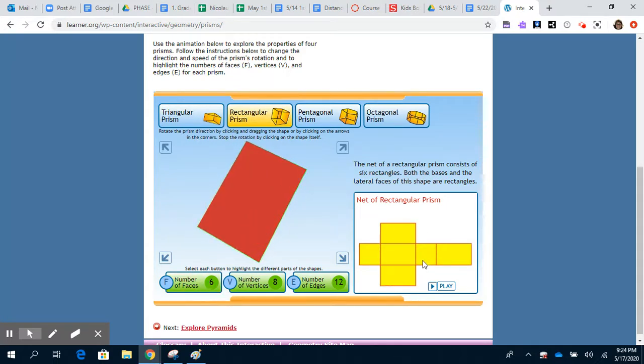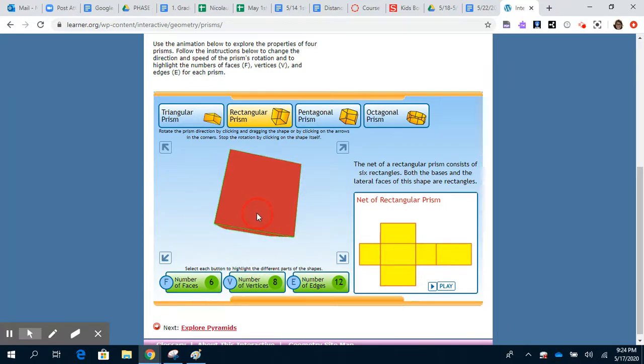You can see down here, this is what it would look like if it was all broke apart like an open box. Each face is a rectangle. A face is one side of the rectangular prism. There are also things called vertices and edges. Vertices are corners. So you can see these little corners that poke out. Those are called vertices. There are 8 vertices.